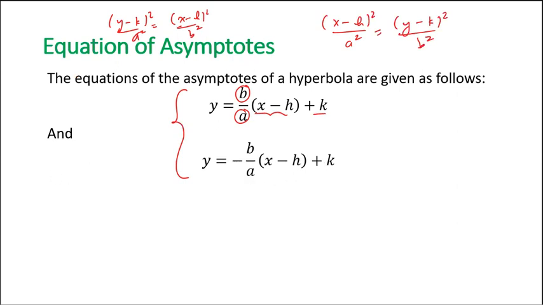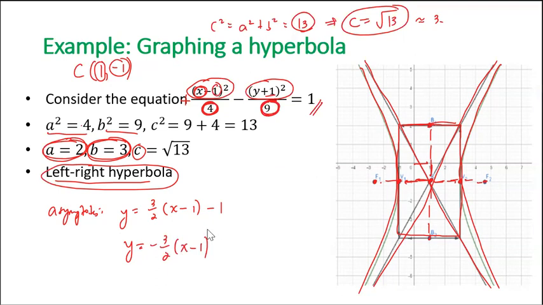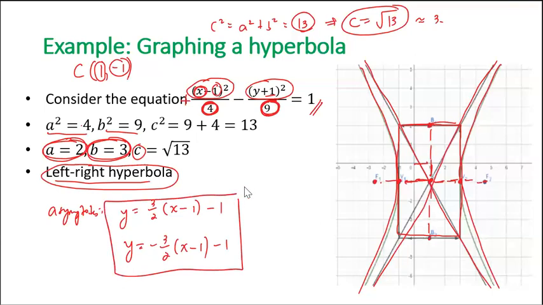equal to negative b over a times x minus h plus k. So in the previous example, now for the asymptotes here, the equation will be y is equal to b over a, so that's b over 2 times x minus h, which is 1, plus the value of k, which is -1. So this thing here can just be written as -1. And then the other one will be negative 3 over 2 times x minus 1, and then plus the value of k, which is minus 1. So these are the equations of the asymptotes of this particular hyperbola.